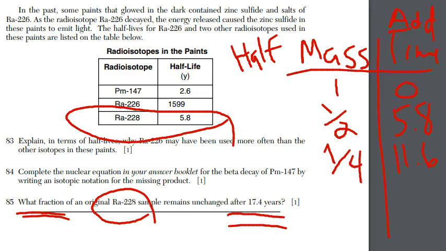And then finally, another 5.8 years goes by. We're going to add that to 11.6, and we're going to end up at 17.4 years. And we're going to have half of the quarter, which is 1/8. So 1/8 is our answer. Mass column, time column.